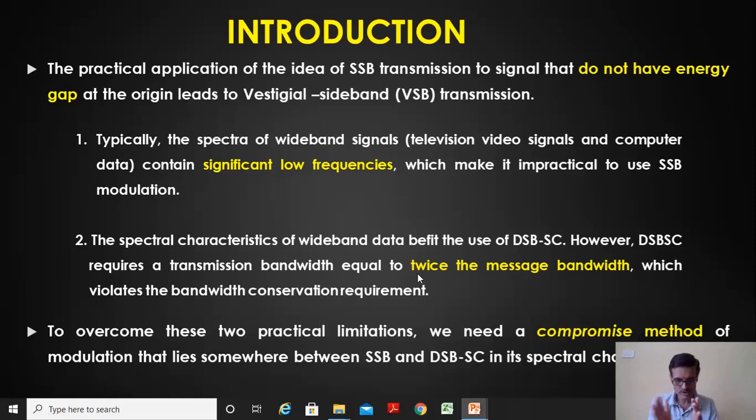So we compromise in terms of bandwidth. We need a bit of extra bandwidth compared to SSB, but designing the band pass filter will be easier in vestigial sideband transmission. That's why the VSB technique is used in television applications for transmitting video signals.